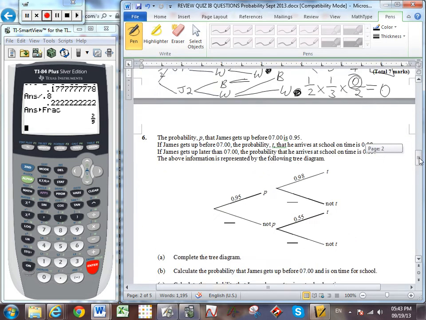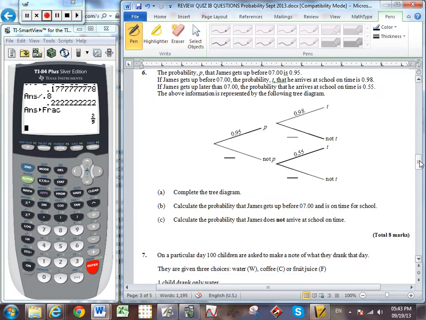Number 6. The probability James gets up before 7 o'clock is 0.95. There it is. Clearly then, this amount down here is going to be 0.05, 5%. If James gets up before 7 o'clock, so here we are, we're right here now, the probability that he arrives at school on time is 0.98, so that must be 0.02. If James gets up later than 7 o'clock, so now he's down here, then the probability he arrives at school on time is 0.55. So that's like 0.45.